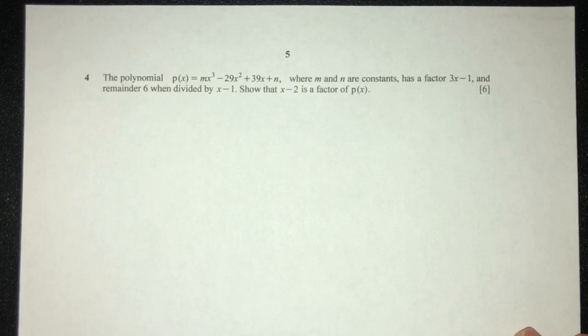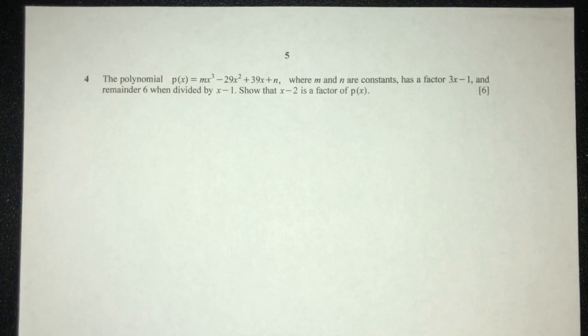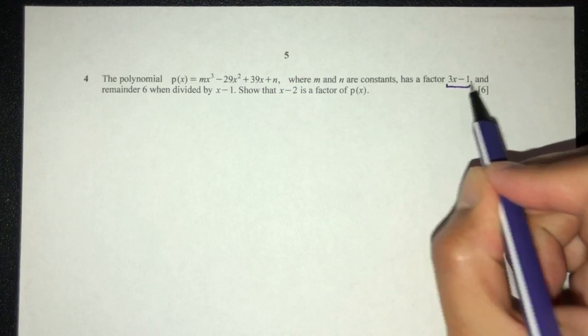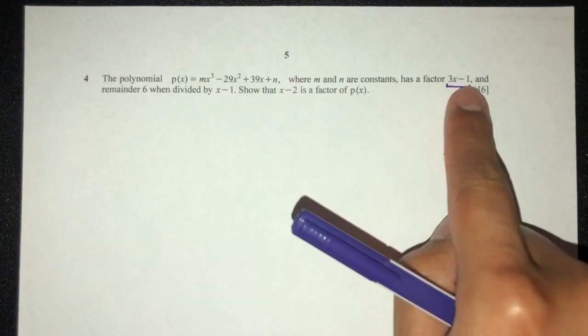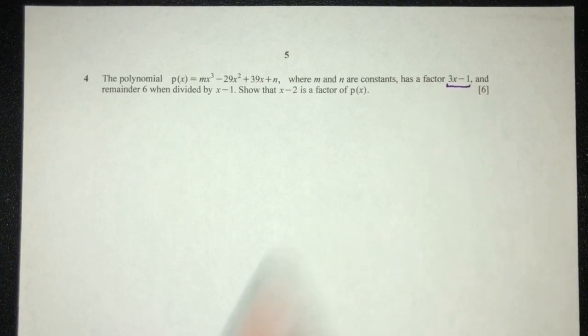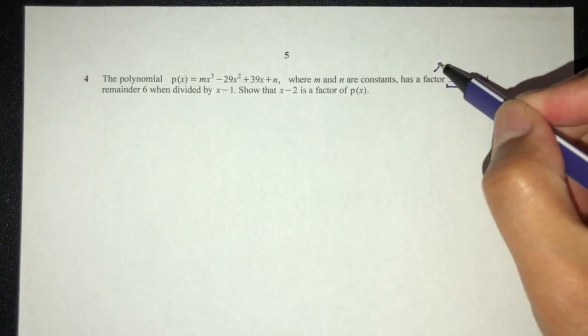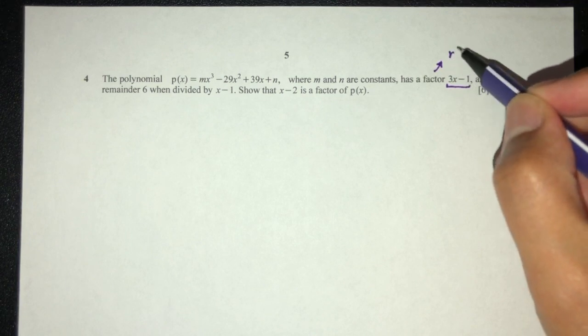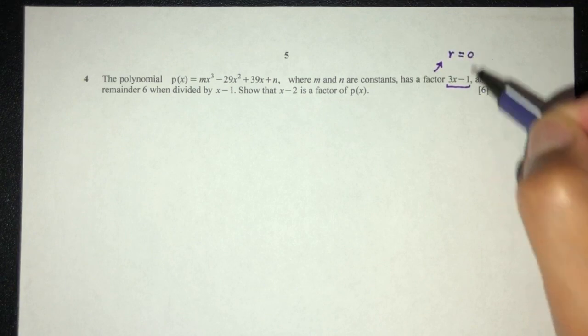Okay, so let's move on to question number 4. The polynomial p of x, we have this right here, where m and n are constants, has a factor of this. Now, whenever you have a factor, it means that if you were to divide this by this, your remainder will be 0. Again, always remember, when you have a factor of something, it usually leads to thinking about the remainder. Remainder will be 0 if you were to divide by this.